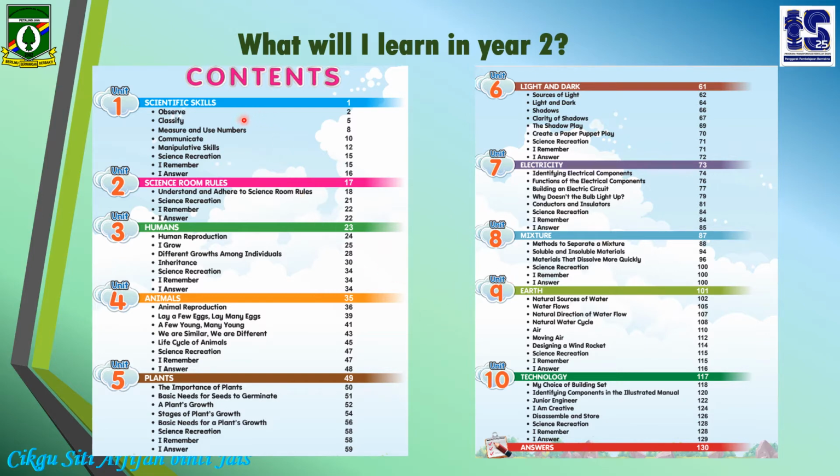First, scientific skill. Sebahagiannya kita dah belajar, dah mula kenal di tahun 1. Next, science room rules. Also, we had learned in year 1.